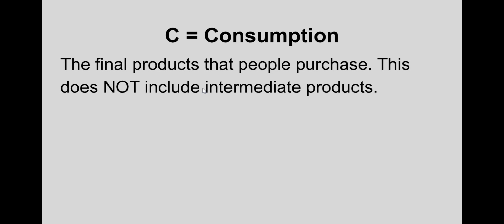Consumption works in that it's the final products. It is the final products that people purchase. It does not include intermediate products. So let me explain this. All right. Final products are the things that you are going to buy and use on your own at your house.